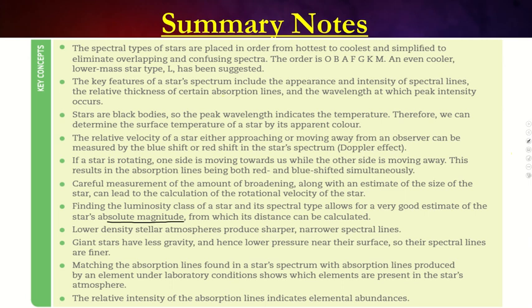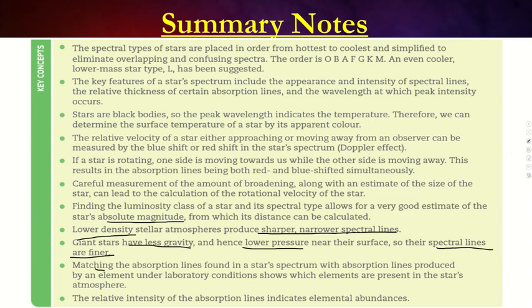We know that if it's a lower density star, we produce sharper and narrower spectral lines. Gas giants have less gravity, so lower pressure. So their spectral lines are also a lot finer and narrower.